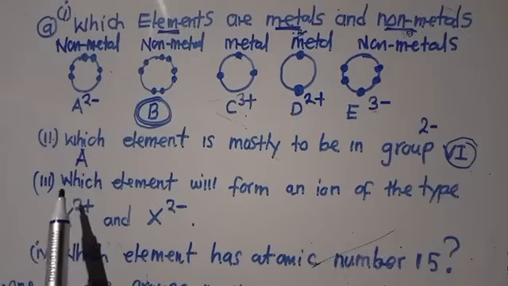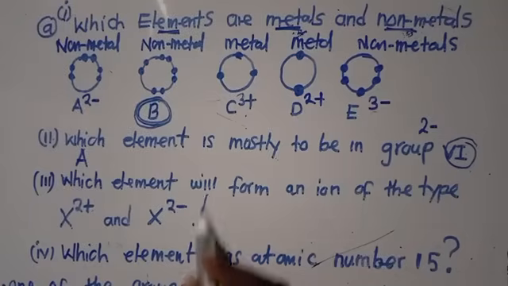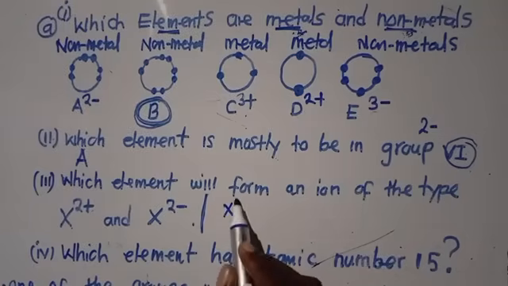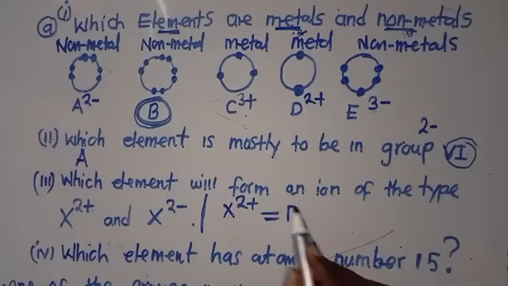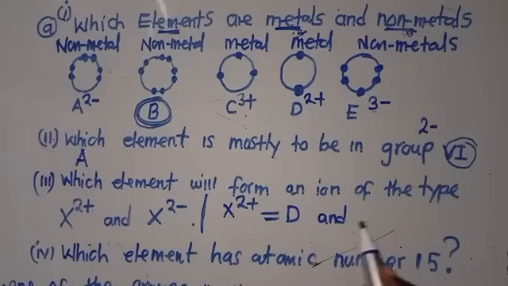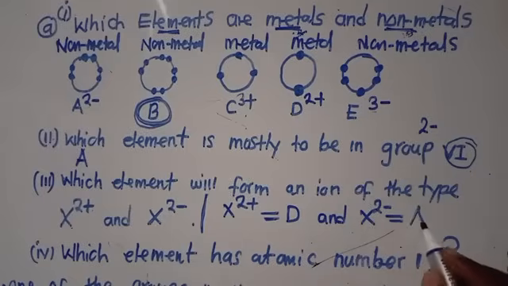We move to this other question. Which element will form an ion of the type X2 plus and X2 minus? Since we've done this, these questions are now simple. The one that will form X2 plus, we know it. It is D. And the one that will form X2 minus, we've done this, it is A.